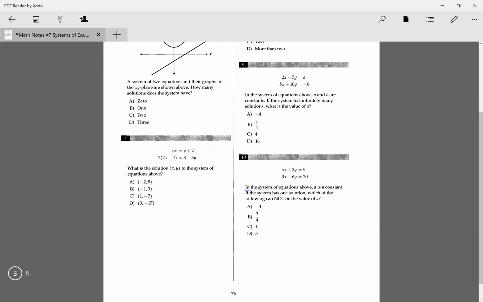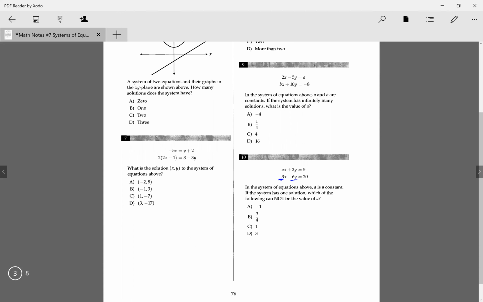So yeah, another one I want to do is number 10. In the system of equations above, A is a constant. If the system has one solution, which of the following cannot be a value of A? So basically, I know that I need to put in a value of A where this system is either going to have no solution or infinite solutions. So I think to myself, how do I do this? Well, the first thing I notice is that 6 divided by -2 is -3. So I'm thinking maybe I can find 3 divided by -3, that would be negative.